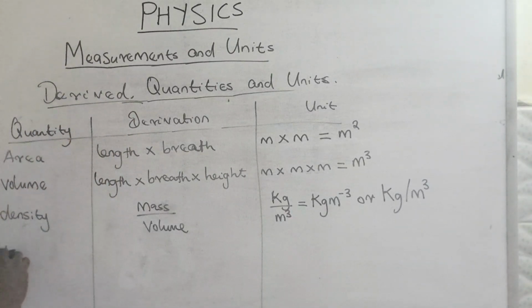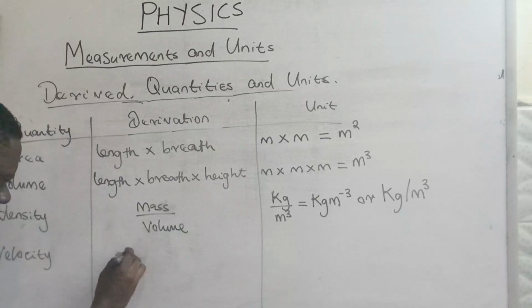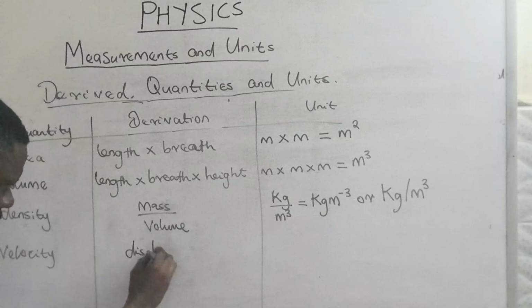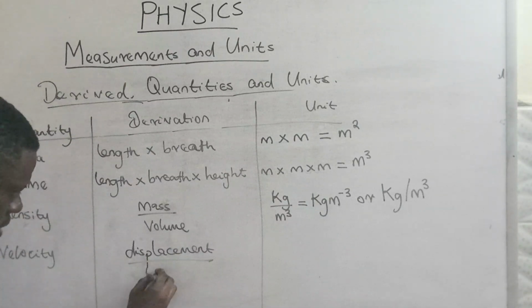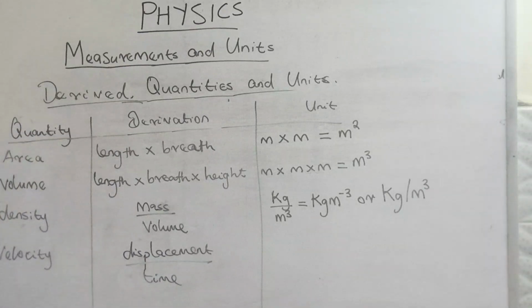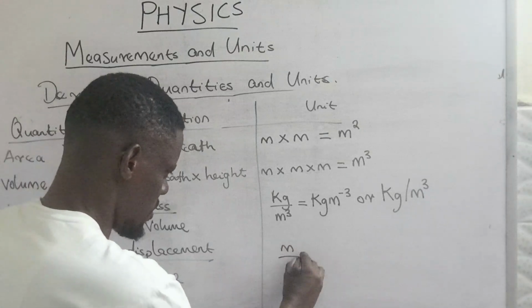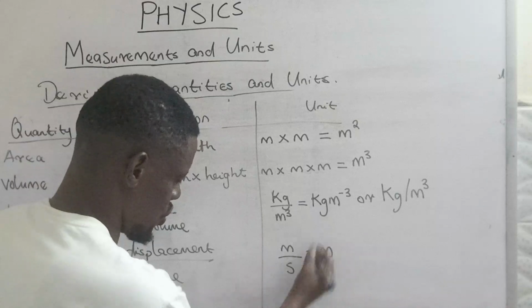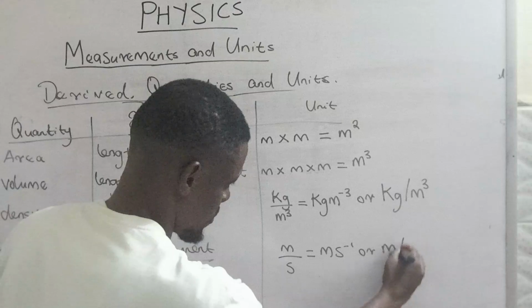Next is velocity. Velocity is the rate of change of displacement with respect to time. So our unit becomes, unit of displacement is meter, time is second. So velocity becomes meter per second. The power here is 1, so you take it up, it becomes minus 1. Or you can write it this way, with a slash.